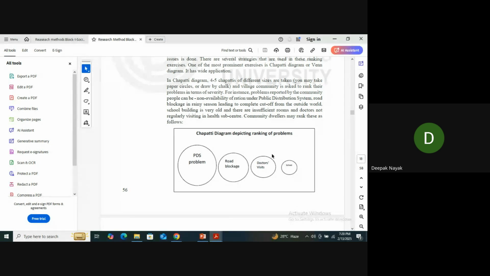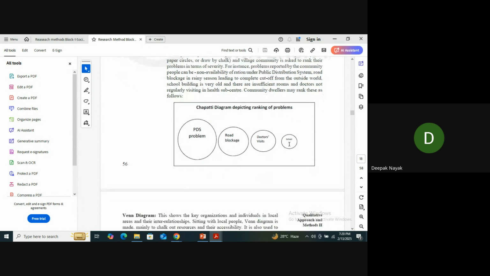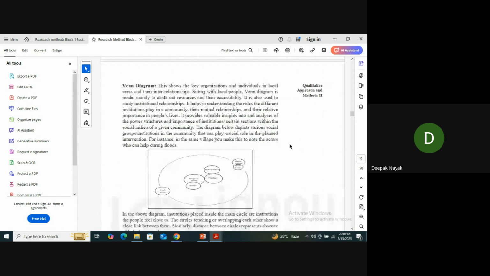Similarly, the income also is ranked in the community. Who are the people? How many people have the highest income, above 1 lakh or 2 lakhs of rupees, and how many people are lowest in rank? That also is shown in this wealth ranking. Then this is a Venn diagram.